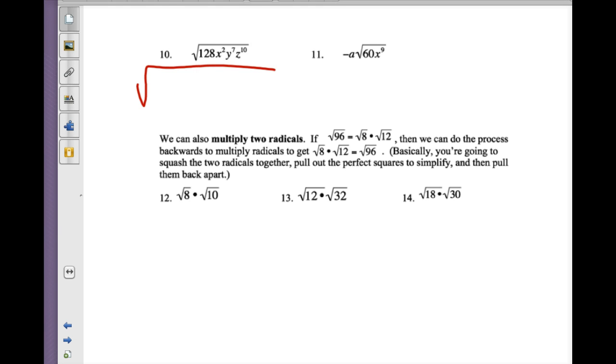All right, we're starting with number 10, left off from yesterday, and we are simplifying radicals. Everybody put a big old radical symbol, and then try to break up 128 into two numbers where one of them is from our list.